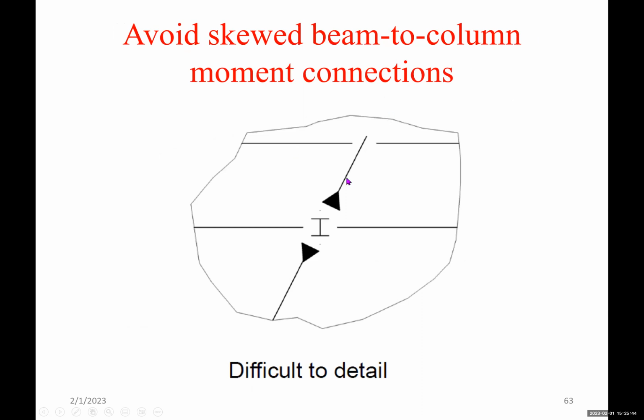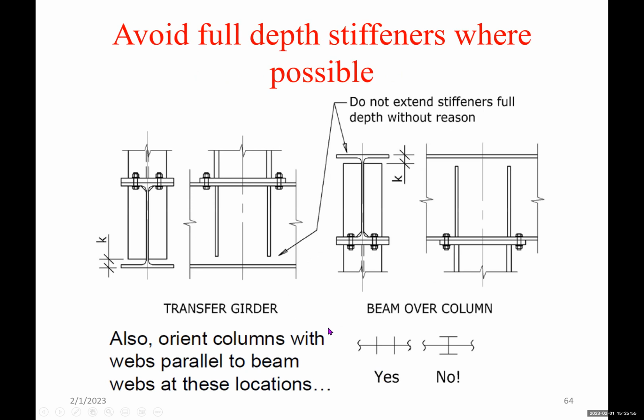Avoid skewed beam to column connections. These are very complex and difficult to detail. Change the orientation of the column, make it square. Otherwise, this is going to be very complex.